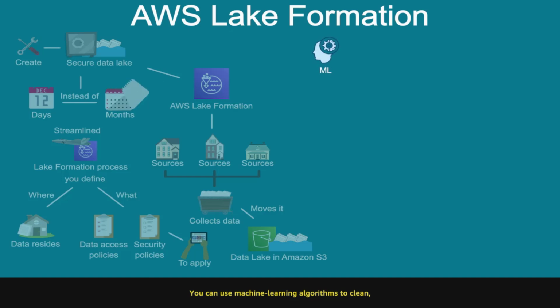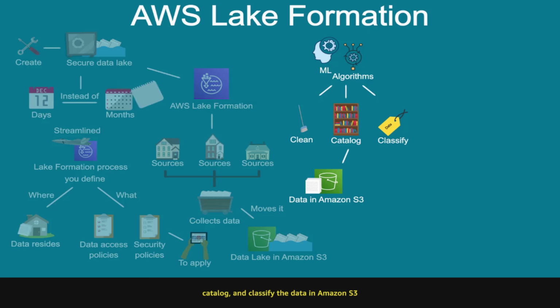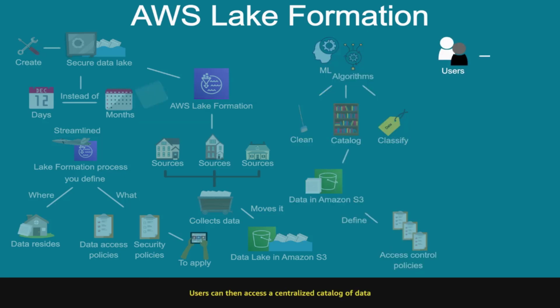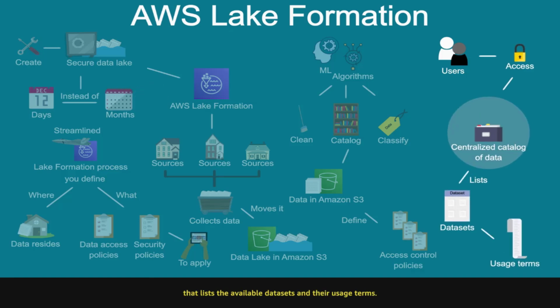You can use machine learning algorithms to clean, catalog, and classify the data in Amazon S3, and define your access control policies. Users can then access a centralized catalog of data that lists the available datasets and their usage terms.